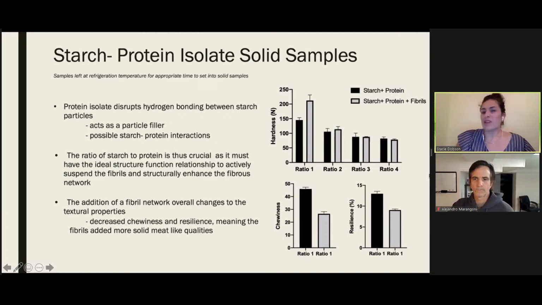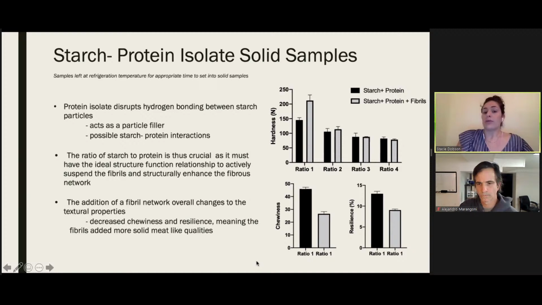It's not adding very much structure, but in our ratio 1, we're able to have a pretty high hardness with just the protein and the starch. And actually the addition of these fibrils enhances the network, it changes it, it makes it harder. At this point, the starch and protein are interacting in a way that is allowing these filaments to be separated and almost create a unique network in itself. And when we look into the other mechanical parameters, we see the chewiness and the resilience.